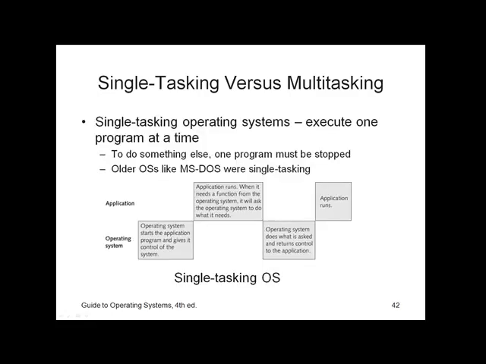In single tasking versus multitasking, a single tasking operating system is only capable of executing one program at a time. In order to do something else, one program must be stopped. You saw this a lot in older operating systems. MS-DOS, for example, was a single tasking operating system.